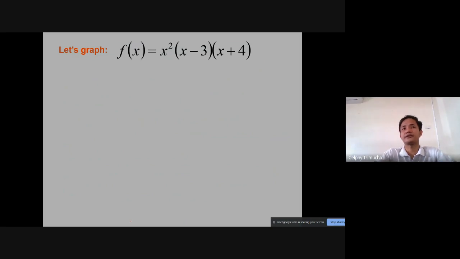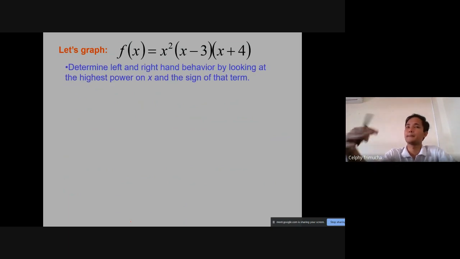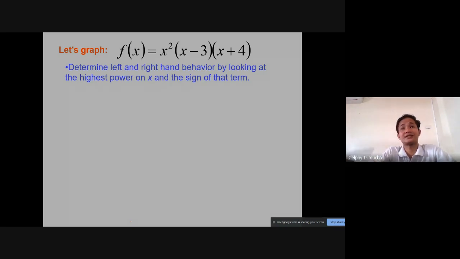Okay, I have here a function of x which is equal to x squared multiplied by x minus 3, and we have x plus 3. So, una-una natin himuon, let us determine the left and right hand behavior by looking at the highest power in x and the sign of that term.